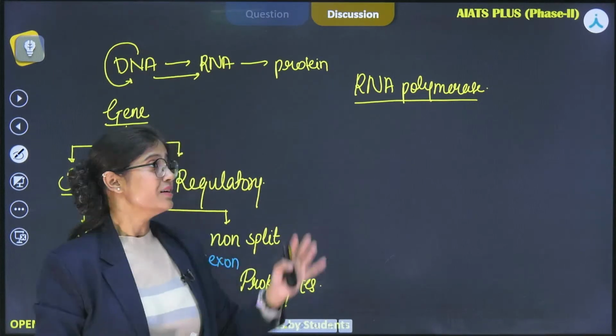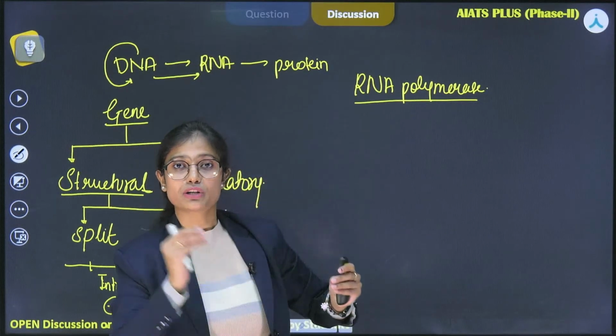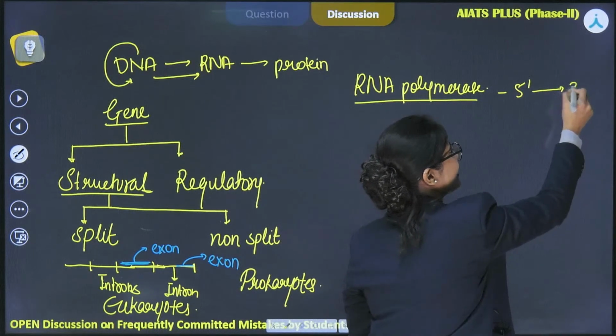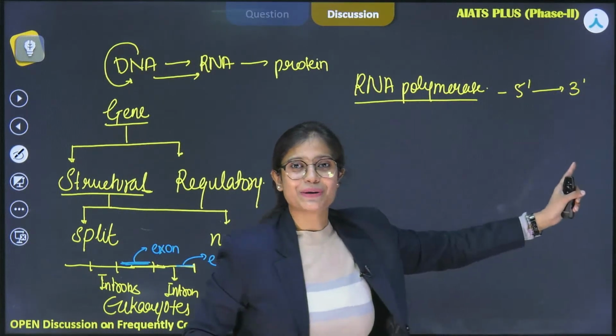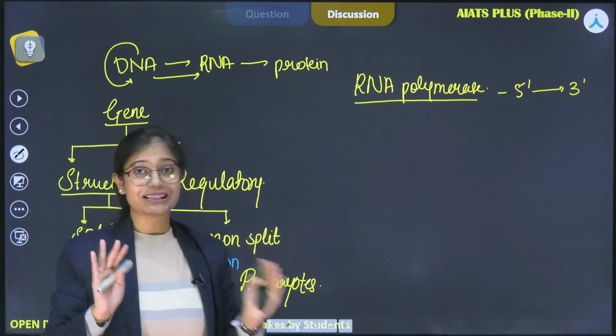and it will form the RNA, right? And if we talk about how the process is going to proceed, it's again 5' to 3'. So this is the similarity with the DNA polymerase. Please relate these topics this way only.